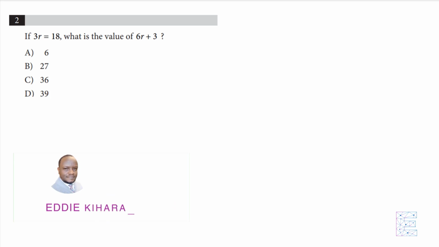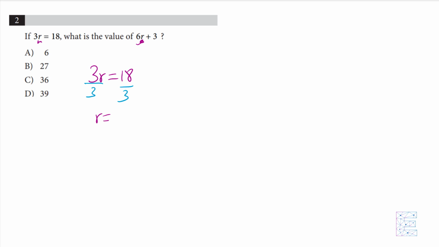If 3r equals 18, what is the value of 6r plus 3? To solve this, we once again will need to figure out what r is, and once we have it, we plug it back into this expression to be able to complete this correctly. So 3r equals 18. To solve for r, you start off by dividing both sides by 3. Therefore, r equals 6.